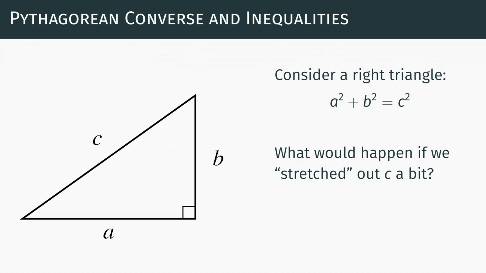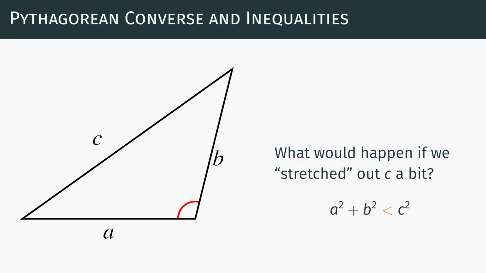We didn't want to move a, we wanted to keep it locked in place, but we wanted to stretch out c. Well, what's going to happen in that case is we're going to lose that right angle and it's going to get bigger than 90 degrees. And also because c has gotten larger, a squared plus b squared equals c squared is no longer true, right? The c grew on us, so now a squared plus b squared is less than c squared, right? The c squared is the big part now.